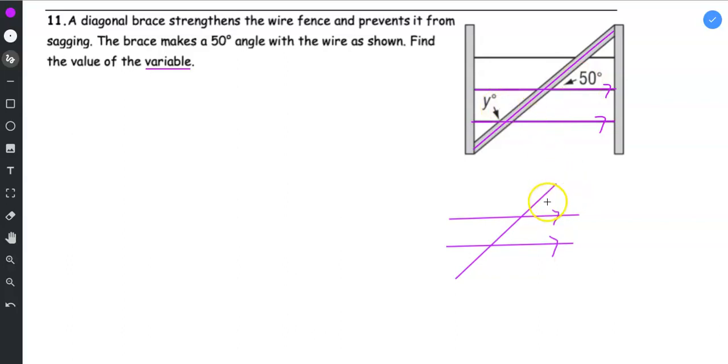So if you're having trouble with this, maybe you want to draw it in the drawing that gets rid of the wire fence drawing. So this is 50 degrees, that's that corner right there, and then the y degrees is right here. So the y is right here. Alright, so when we think about this, the 50 degrees and the y, we haven't memorized a relationship between the y and the 50 degrees, so we're going to have to do a little bit of work.